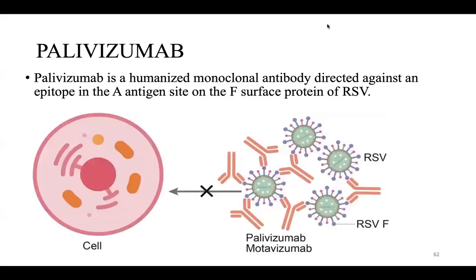Next drug, palivizumab. It's licensed for the prevention of RSV infection, respiratory syncytial virus infection, in high-risk infants and children, such as premature infants and those with bronchopulmonary dysplasia or congenital heart disease.